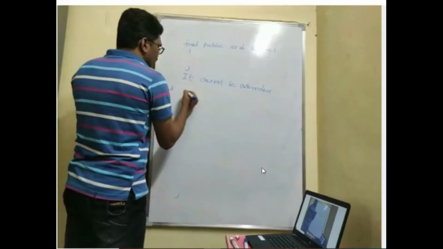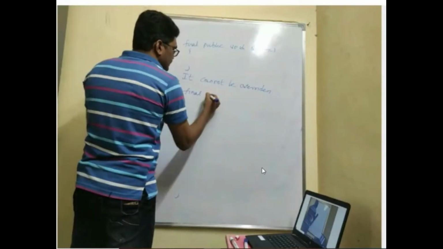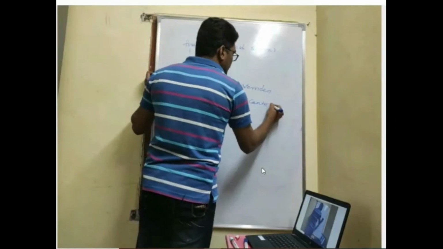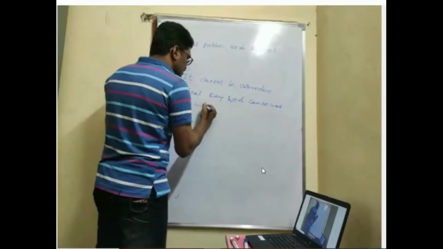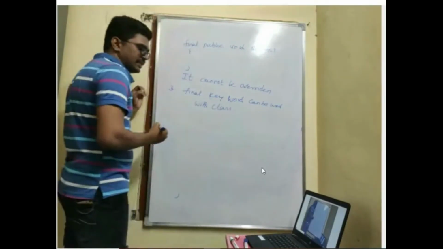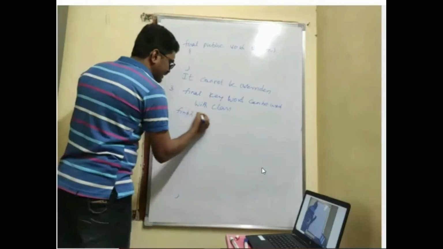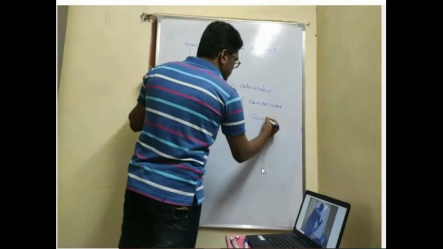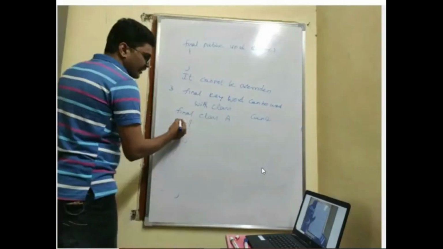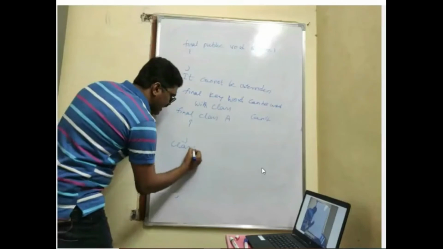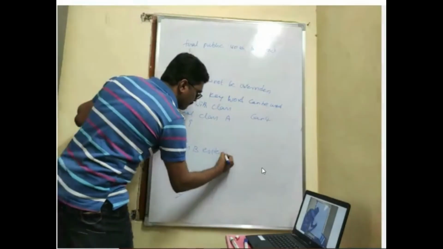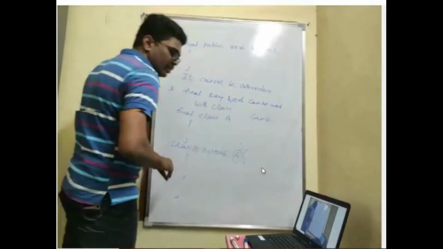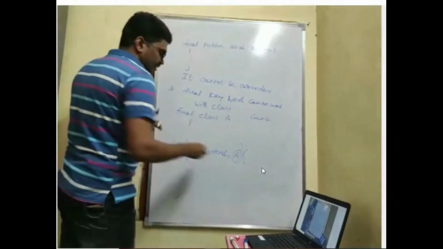The third one is that the final keyword can be used with a class. You can use the final keyword with a class. Whenever I use final class A, such a class cannot be inherited. You cannot inherit such a class. If I write final class A, and I write class B extends A, I will get an error because A is a final class. You cannot extend it. This is not possible.